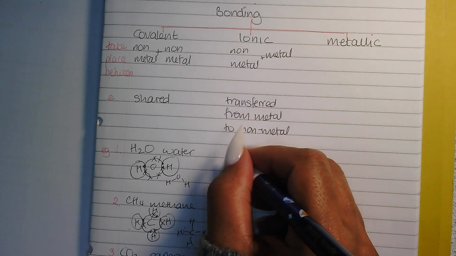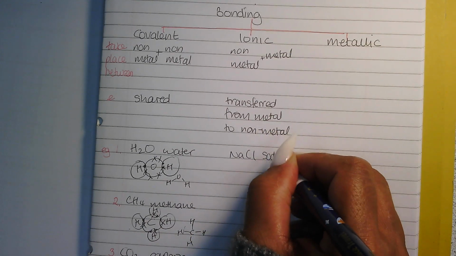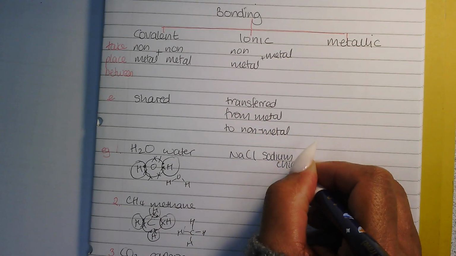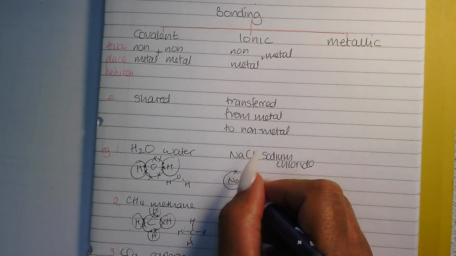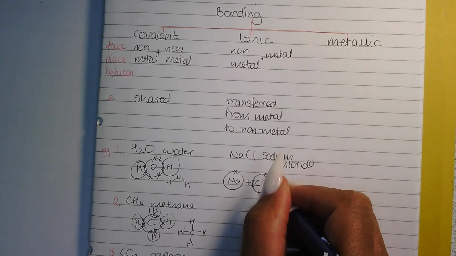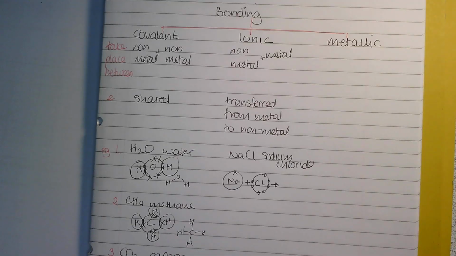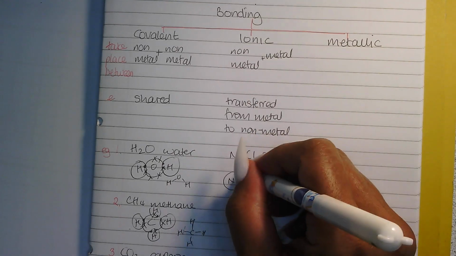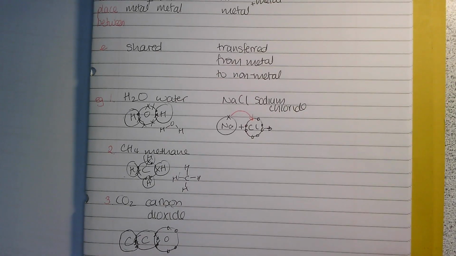An example of this will go with NaCl, which is sodium chloride. Sodium has 1 electron inside the outermost shell. Chlorine has 7 electrons inside the outermost shell. They react. This electron is transferred from the sodium, which is a metal, to the chlorine, which is the non-metal. Now, we're going from atoms to ions.